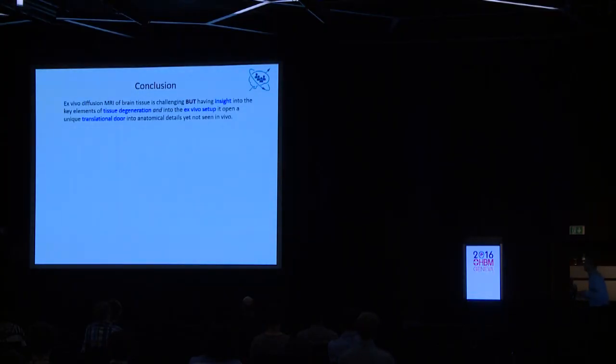So in conclusion, ex vivo diffusion MRI of the brain tissue is challenging, but if you have insight into the key elements of tissue degeneration and the ex vivo setup, it opens a unique translational door into anatomical details that we have not seen in vivo.